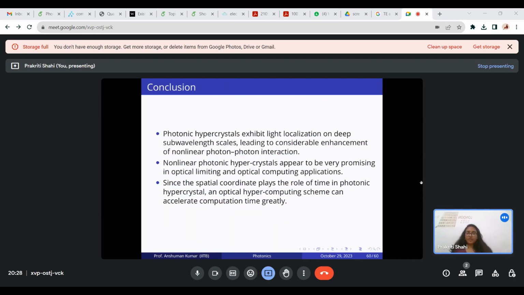In conclusion, photonic hypercrystals exhibit light localization on deep subwavelength scales, leading to considerable enhancement of nonlinear photon-photon interactions. Furthermore, nonlinear photonic hypercrystals appear to be very promising in optical limiting and optical computing applications. Since the spatial coordinate plays the role of time in photonic hypercrystals, an optical hypercomputing scheme can accelerate the computation time greatly.